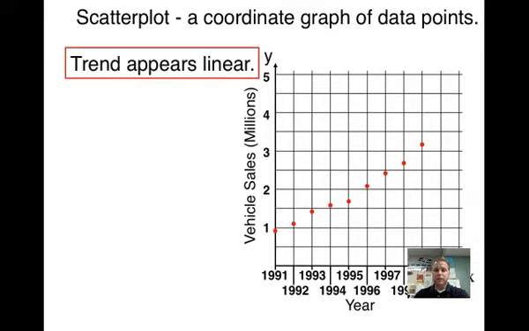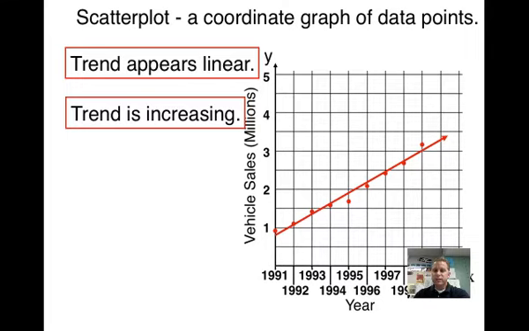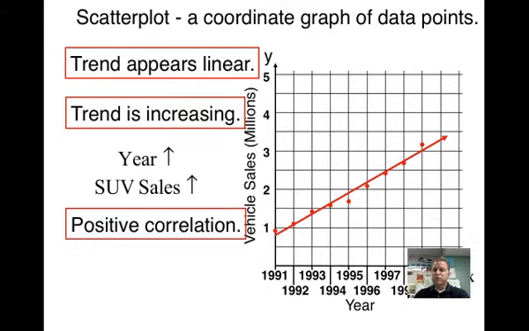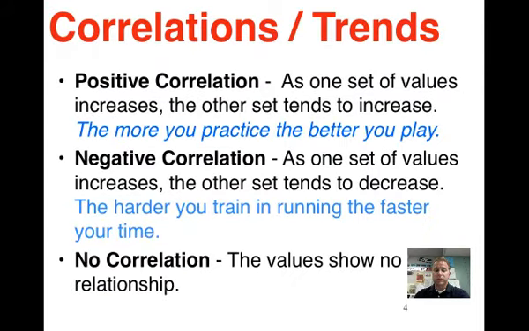If we look at this scatter plot, there's basically a line that's going up from the left to the right. So the trend is increasing. What increasing means is as the year goes up, the SUV sales go up. This is what's known as a positive correlation. So let's talk about correlations here. Positive correlation, or trend, is when one set of values increases, the other set tends to increase. So the more practice time you have, the better you play. Most people would agree with that. You're not going to get to be a superstar by sitting on the couch watching TV.